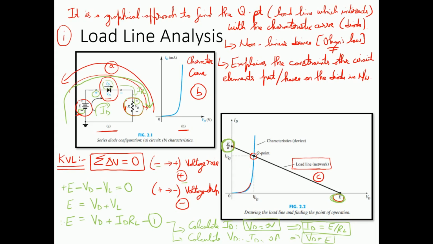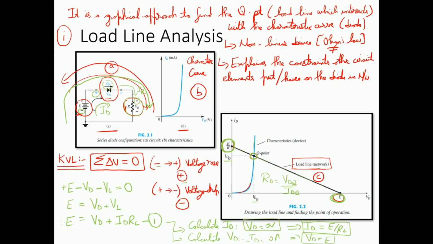Once we know the values of current, E by R, and voltage E, we can just draw this black colored load line within these 2 points, and then we see where this load line intersects with this blue characteristic curve. The point where it intersects, we get the Q point. Once we know the Q point, we can do our previous analysis where we find the IDQ and VDQ, and we can also find the resistance associated with it. If it's a DC source, the resistance will be the ratio from Ohm's law, which is VDQ over IDQ. This is what we have already seen in our previous lecture.